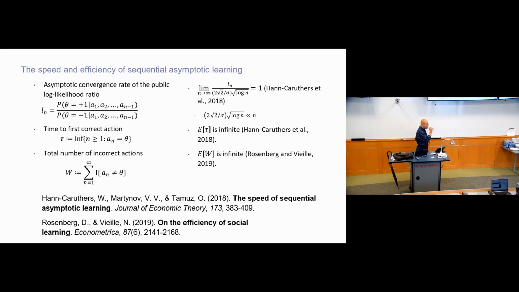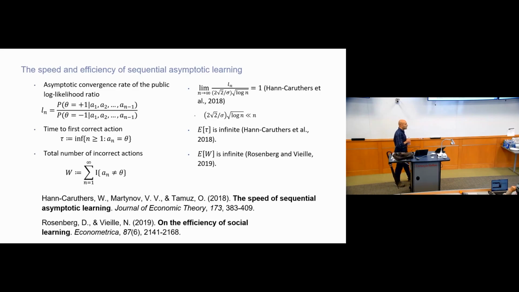And so this rate at which the asymptotic belief converges to infinity is one measure of learning, the speed of learning, but there are other ways in which you can characterize the efficiency of sequential learning with continuous signals.